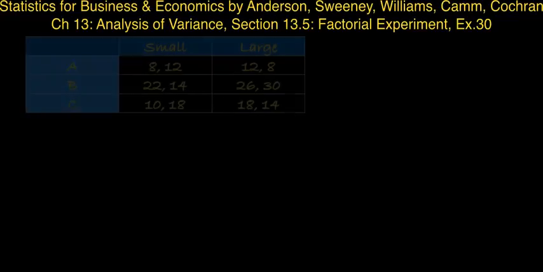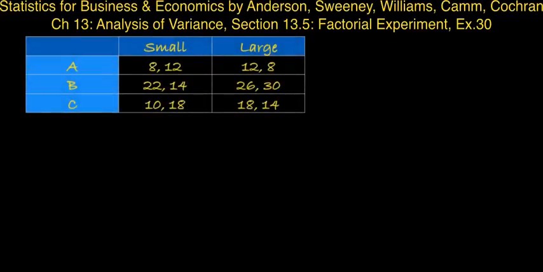A mail-order catalog firm designed a factorial experiment to test the effect of the size of a magazine advertisement and the advertisement design on the number of catalog requests received. 3 advertising designs and 2 different size advertisements were considered. The data are as follows.